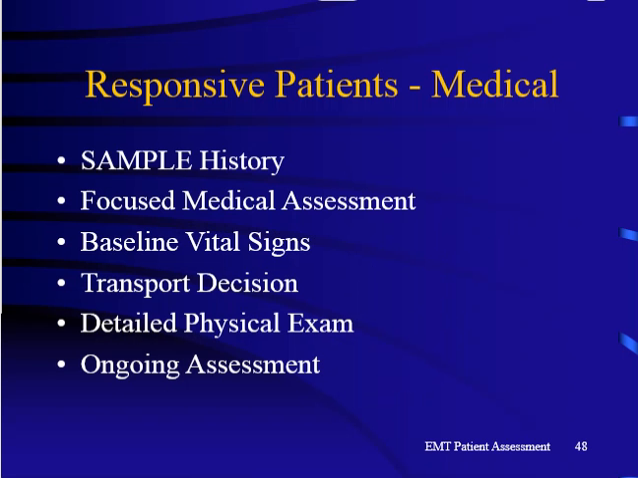SAMPLE history. Like we said with responsive medical patients, we're going to have SAMPLE history, focused medical assessment, baseline vitals. Then you're going to need to make a transport decision. How are we transporting them? Emergency, non-emergency? Probably to a critical care hospital. Are we going to a basic hospital that can just handle a sick person? Figure out what kind of place or what resource that you need to take them to. Do they need a cath lab, etc.? So just try to figure that out.